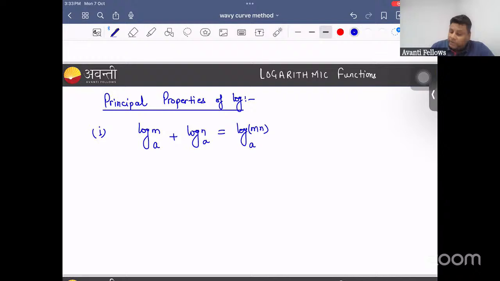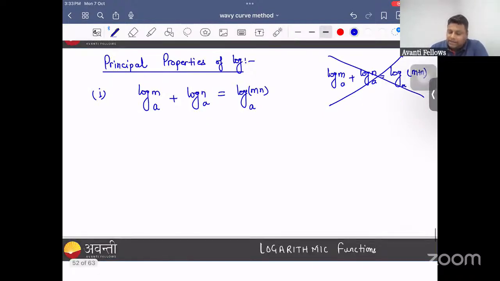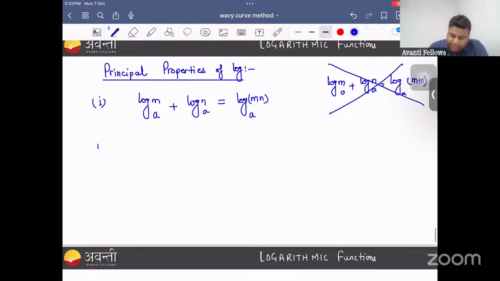One thing to take care: what generally students do, log m base a plus log n base a, now they take log common, so it is m plus n base a. This is what we are not going to do. Log is an operator, it won't come common, like sine cannot come common. Sin x can, but sine cannot be. Similarly, you cannot take log common. So log m base a plus log n base a is log mn base a.